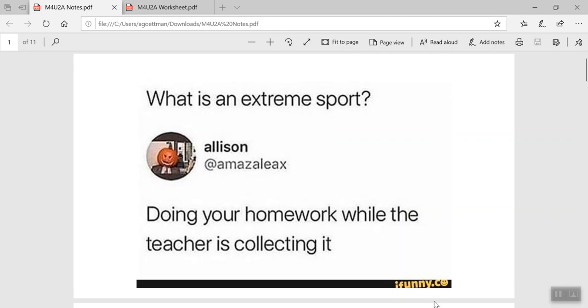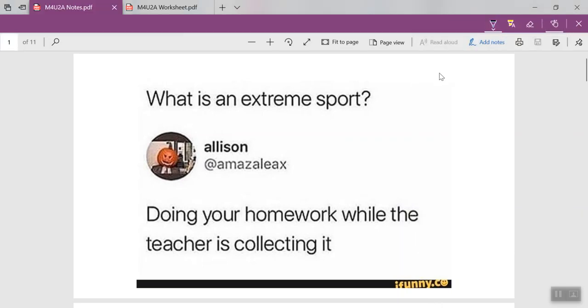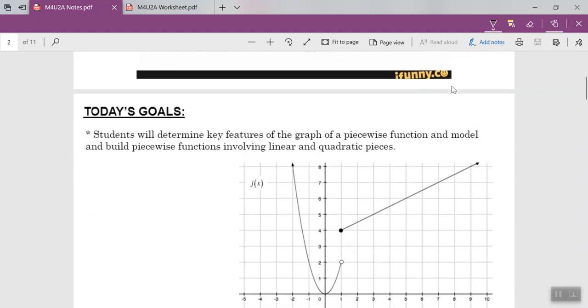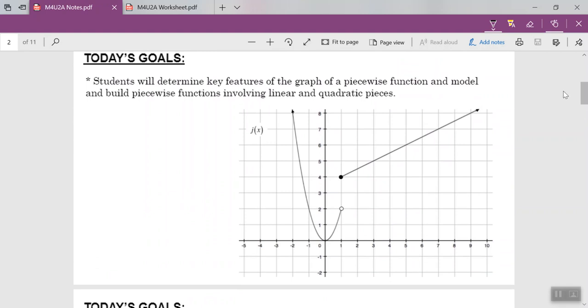Okay, these are the notes for Unit 2A for Math 4. Now today in 2A, we're going to be talking about piecewise functions. One of the things we're going to do is be able to look at a graph and make a function from it.